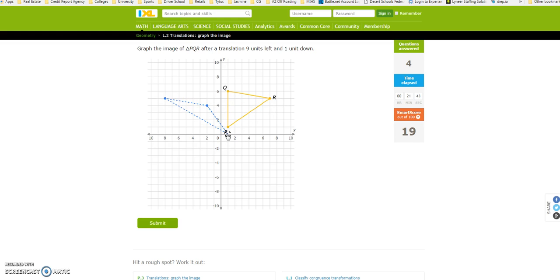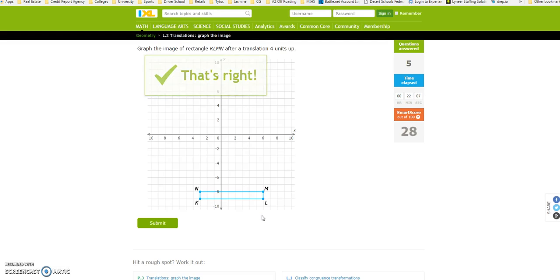Point P, we moved 1 down, so notice it's on the x-axis. And we're going to just move all the way 1, 2, 3, 4, no. 1, 2, 3, 4, 5, 6, 7, 8, 9. And then we're going to submit it. We got it! Okay. And then we will continue on with a couple more questions in the next video.